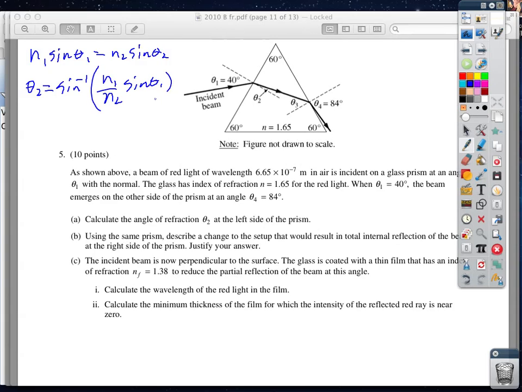I don't remember the sine of 40 degrees, but you take the sine of 40 degrees times the ratio. This is air, so n1 is 1. So that's 1 divided by 1.6, because out here is n1 and this is n2, right? So it's whatever that is.